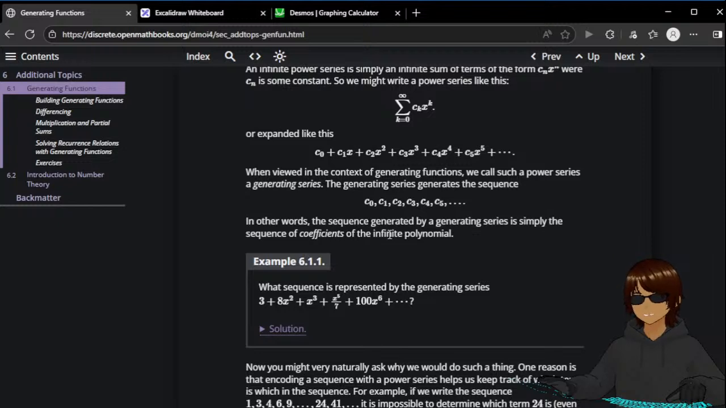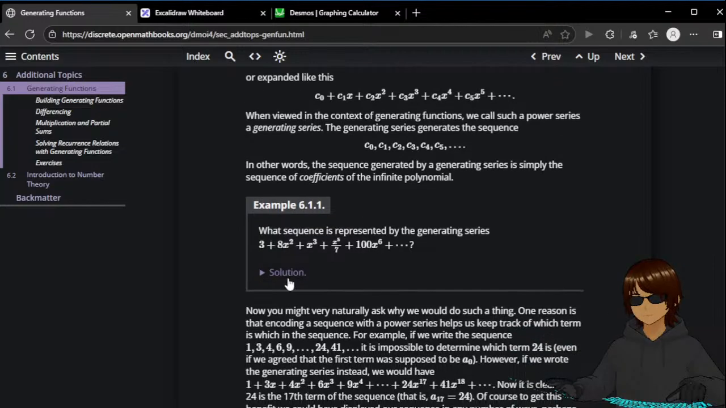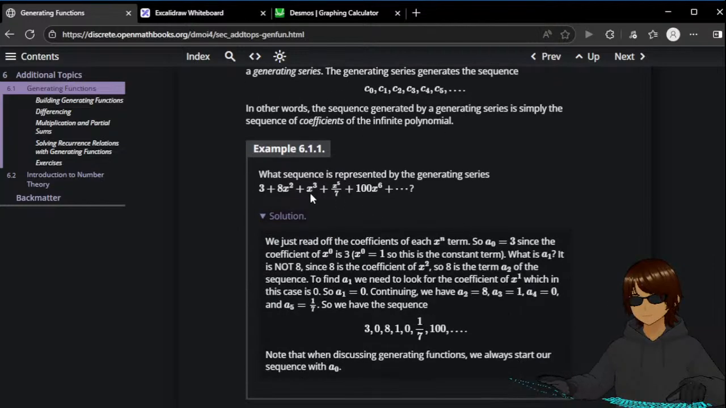In other words, the sequence generated by a generating series is simply the sequence of coefficients of the infinite polynomial. What sequence is represented by the generating series? We just read off the coefficient of each x to the power of n term. A0 is 3. A1 is not 8. 8 is a coefficient of x squared. So 8 is the term A2. So A1 is 0, right? A1 is 0. Okay.